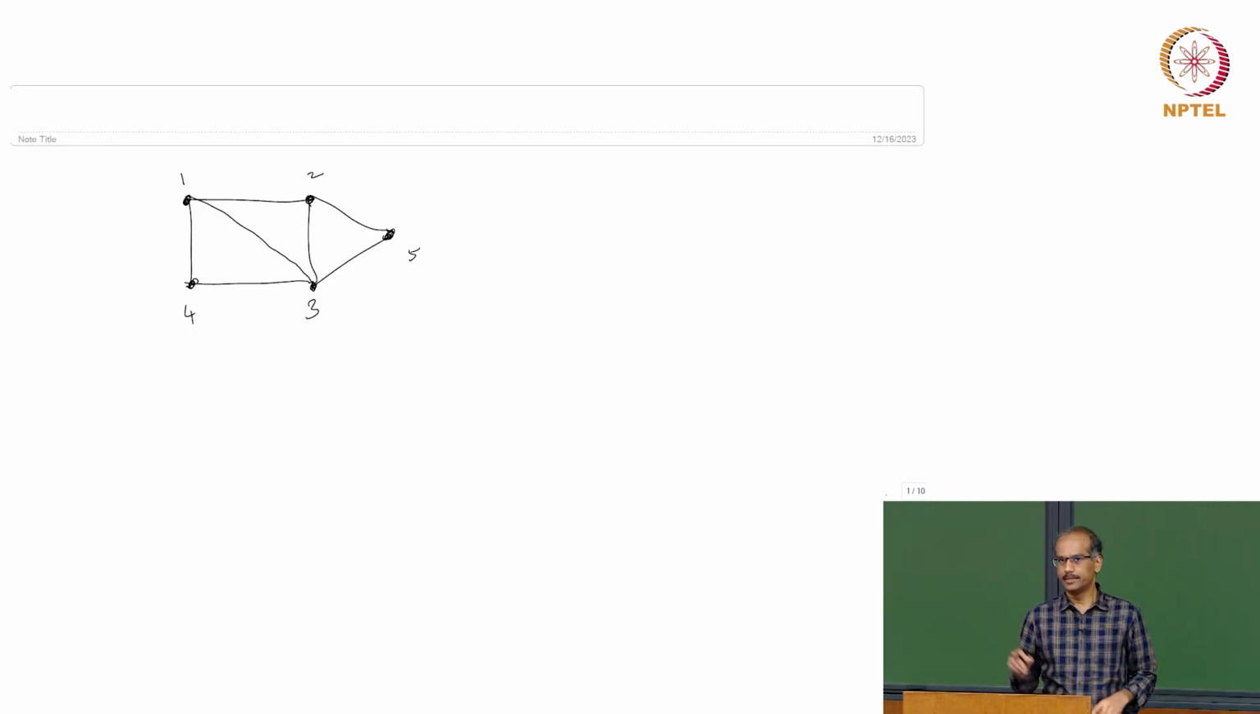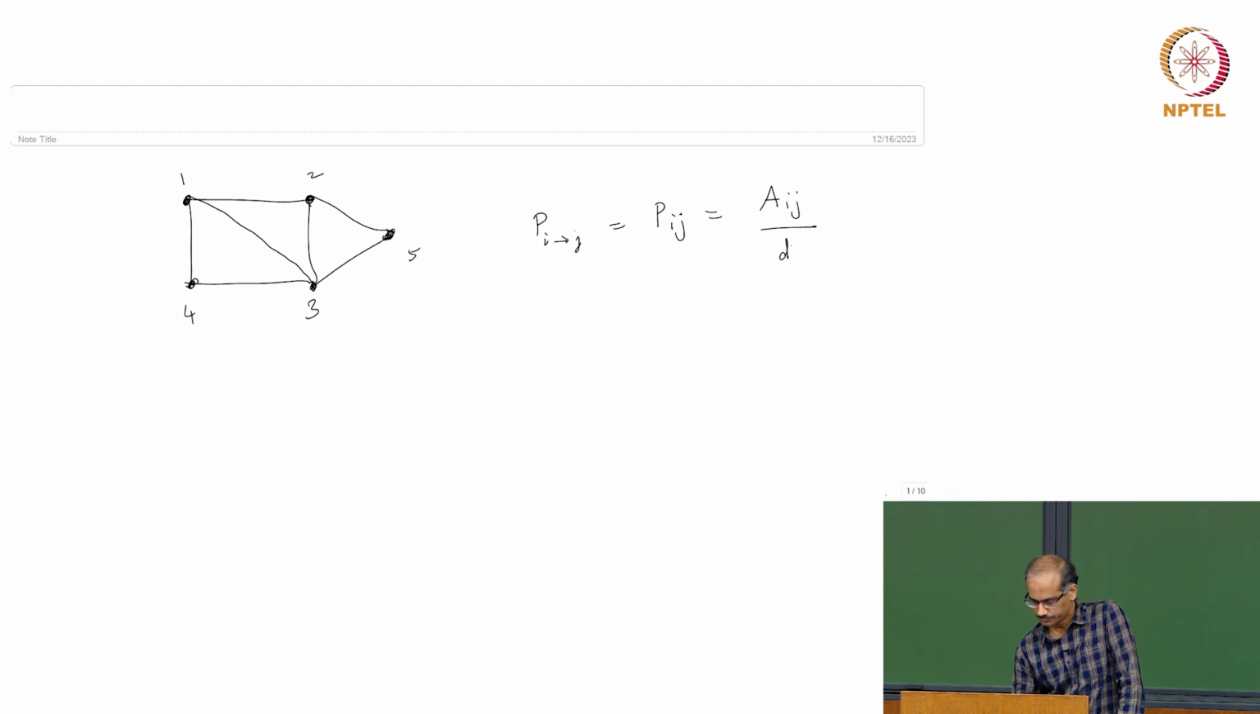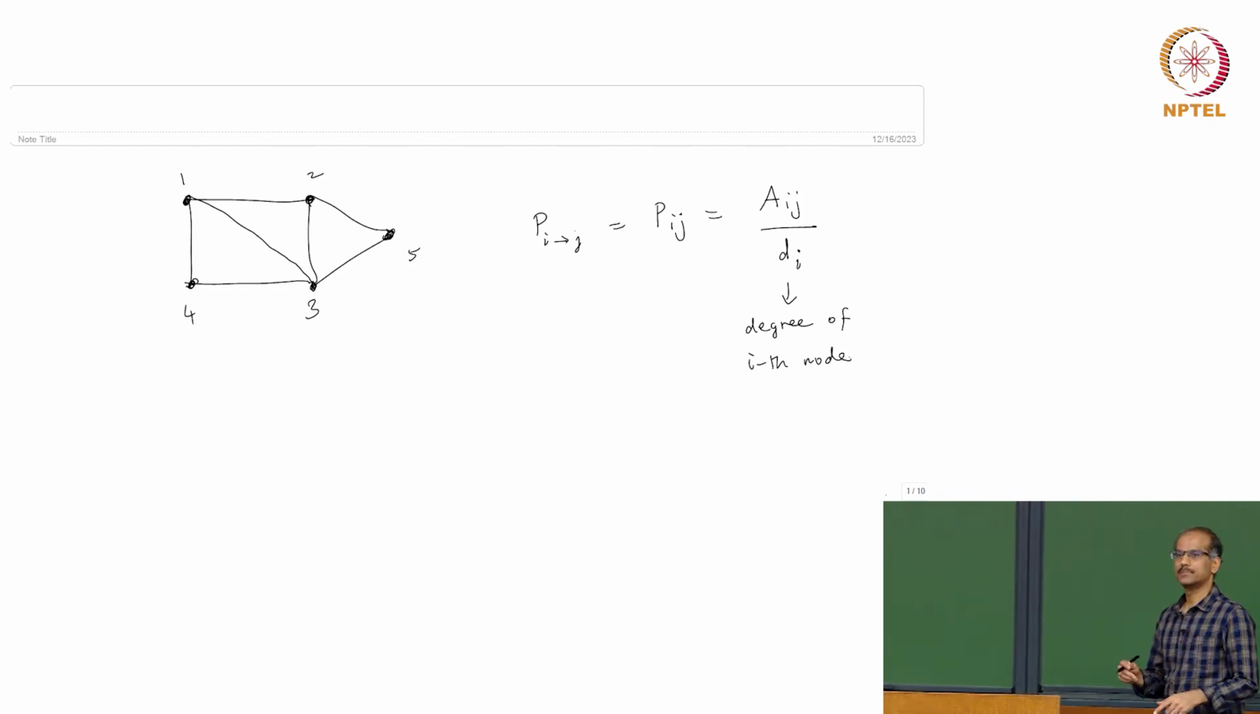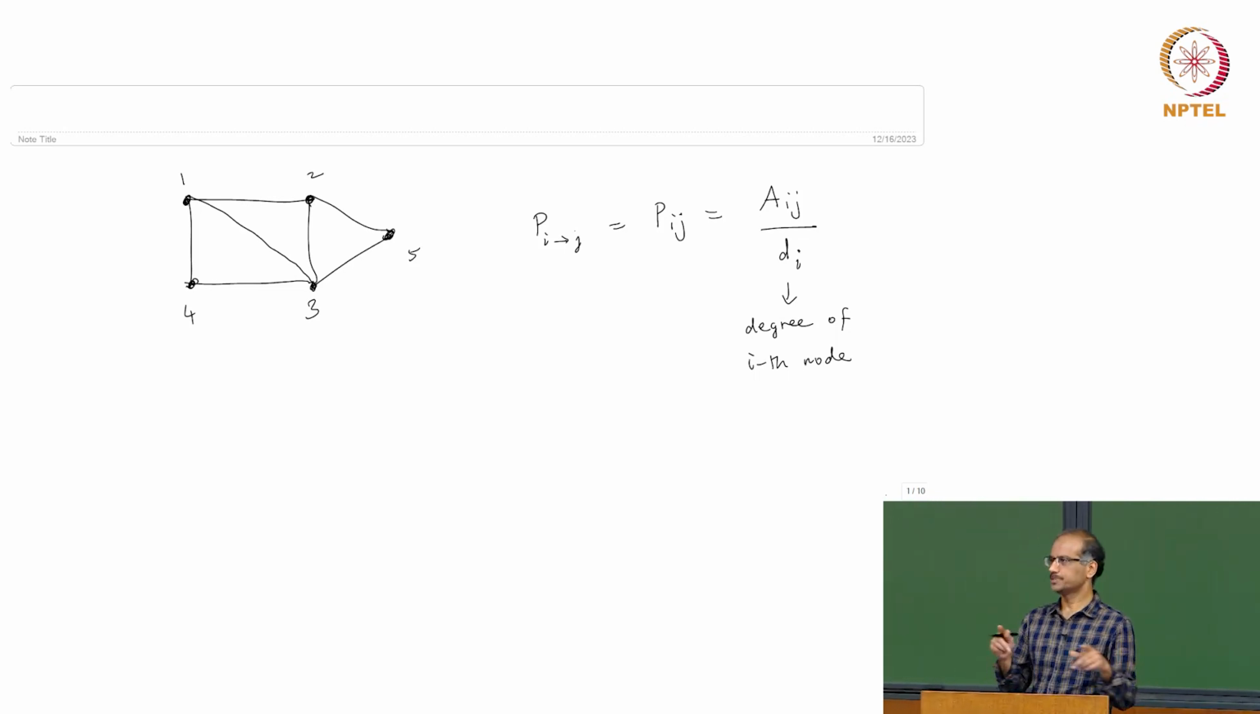So which means that the degree of the node plays an important role, which means that the transition probability going from i to j, which I will write as P i to j, is Aij divided by Di. Di is the degree of the ith node. Aij is the adjacency matrix, and Aij is 1 if i and j are connected, 0 otherwise. So the probability would otherwise be zero for nodes that are not connected.